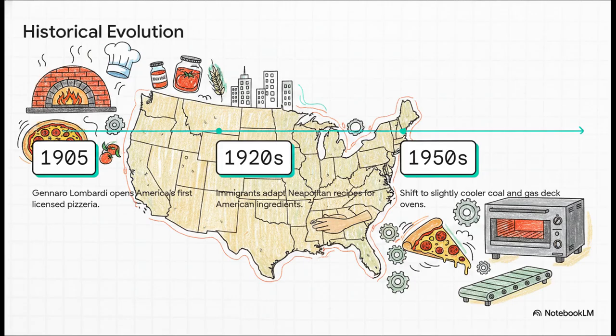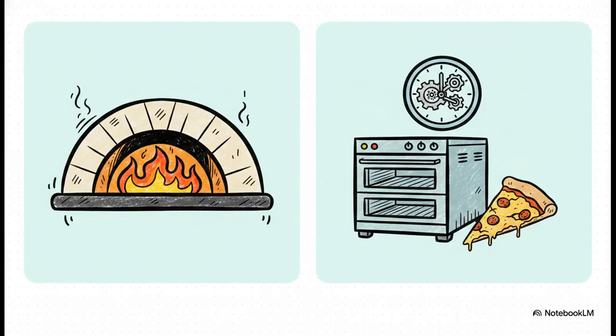By the 1920s, Italian immigrants were actively adapting their traditional Neapolitan recipes simply because they had to make do with American ingredients. And then, right around 1950, a massive infrastructure change hit the scene. Pizzerias went through a fundamental shift away from the traditional wood-fired ovens that originally defined pizza back in Naples. So what does this all mean?